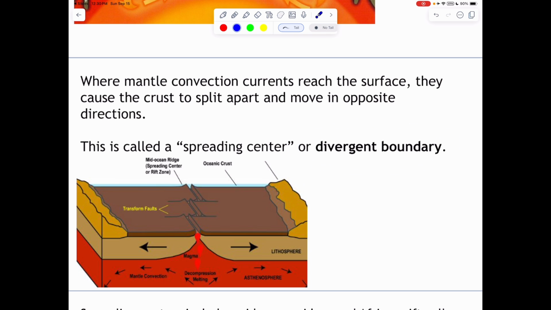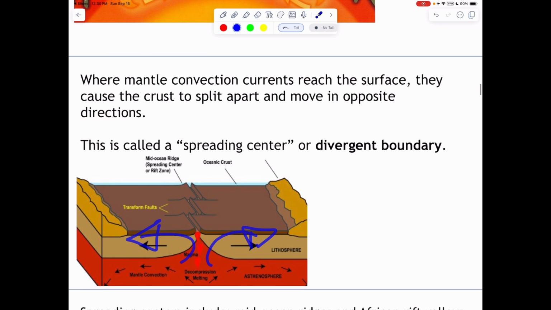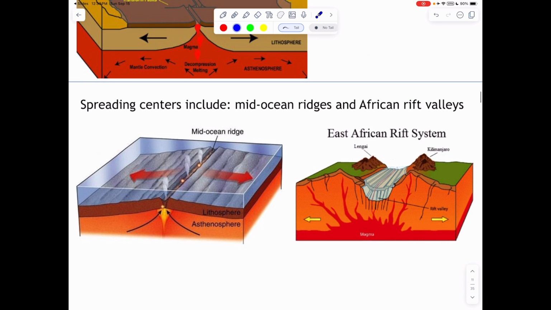We're going to look at those a little bit later, but it's an example of where this spreading is happening when these plates are pulled apart from each other. Now, the spreading centers, when we have this spreading, it creates two things. It creates ridges if I'm in the ocean, and it creates rift valleys if I'm on a continent.